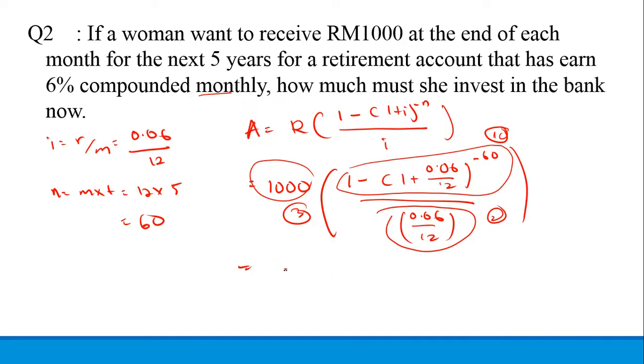so the amount that she should pay is RM51,725.56. This is the amount that she needs to invest first. For every month, at the end of the month, she will get 1,000 for the interest.